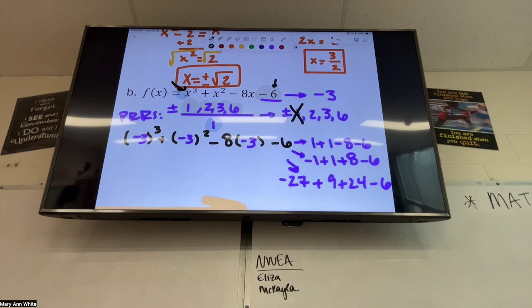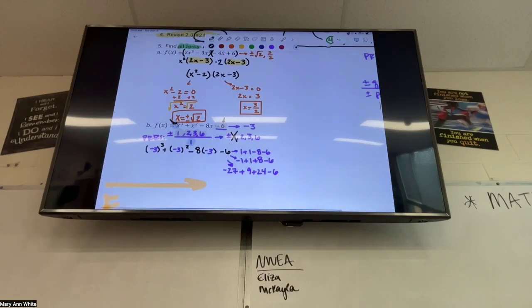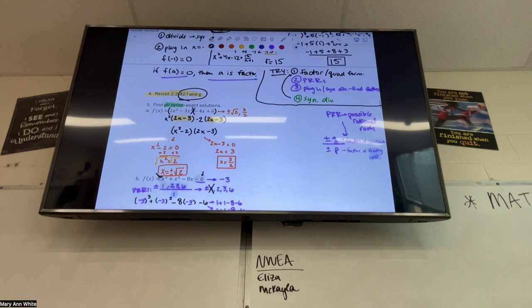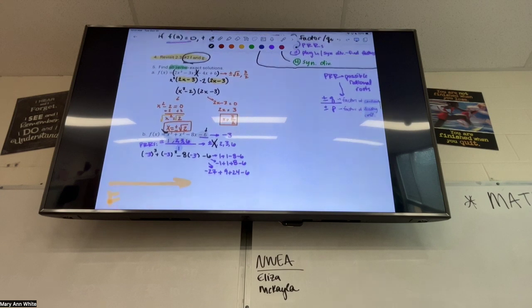Once we made a list of our possible rational roots, our PRRs, then we had to plug them in to figure out which ones actually work. So if you go back up to my list, I wrote PRRs and plug in. You could also do synthetic division. We haven't because that just takes a little bit more work, but you are welcome to do that. We plug in, those are the same colors because they're kind of the same step. Once you find the one that works, then we're going to use synthetic division.